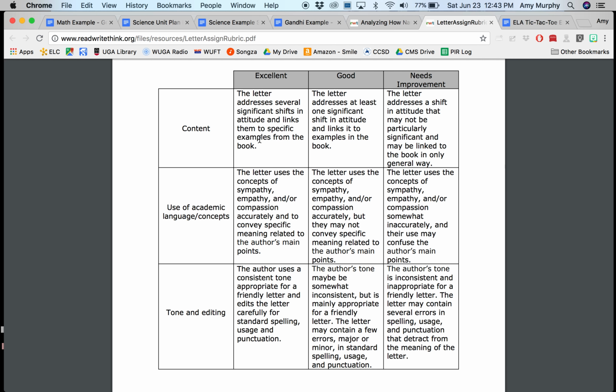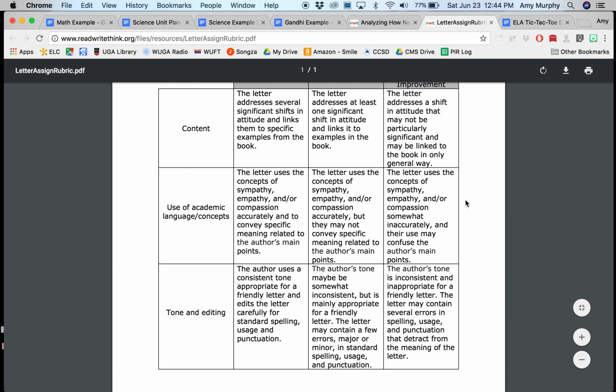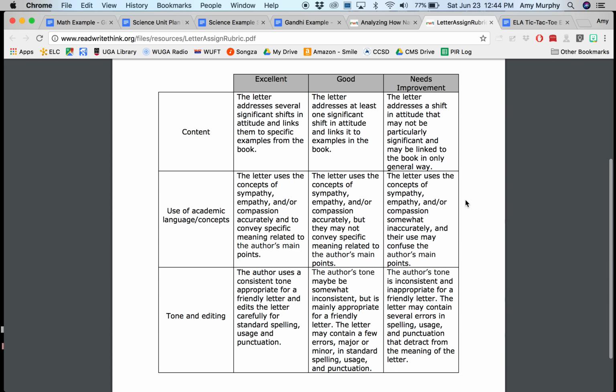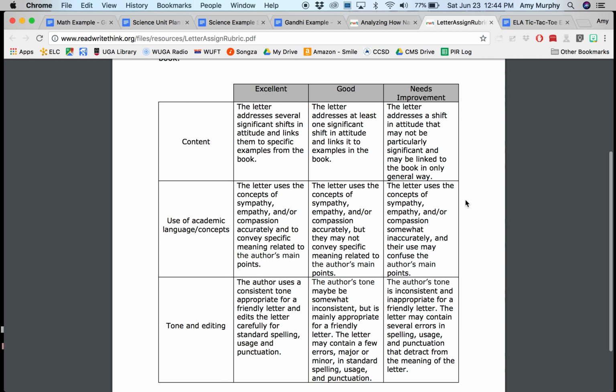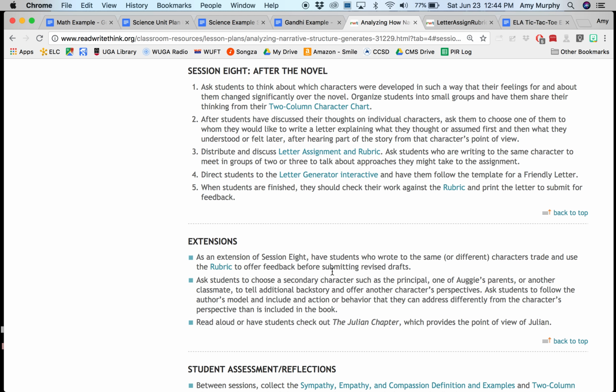So look here at the rubric. I just feel like this is an example where I'm not sure that students were really able to analyze how a narrative constructed a character based on this particular summative assessment. I think there are other things that the teachers could have done in order to figure that out, and I just don't think this is a very strong example.